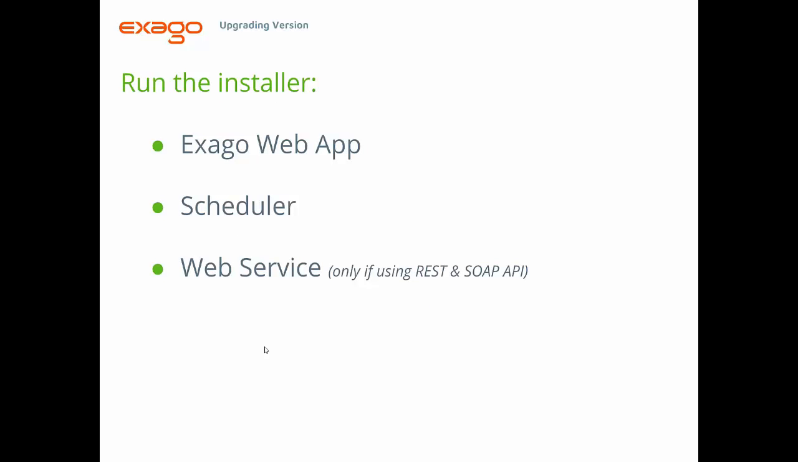Once we have the installer, the next piece here is to run the installer. And so, of course, we're going to update the web application in the Exago BI platform. If you're using the scheduling service, and most of our clients are, for either scheduling and emailing or for remote execution, you have to maintain the same version between the scheduler and the main web app. So we'll want to run the installer for both components. And then if you're using a REST or SOAP-based API, of course you'll want to update that as well. And so when we run the installer, I'll point out all three of these steps, and we'll do the first two in our case.